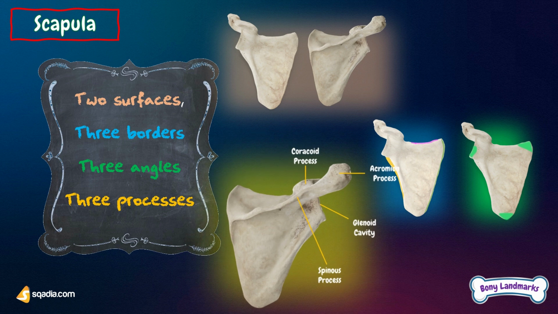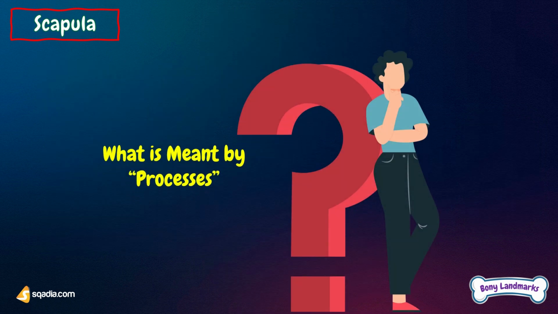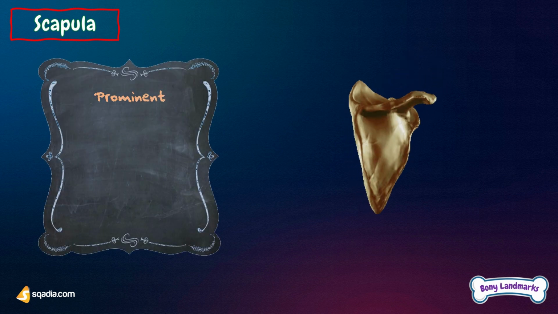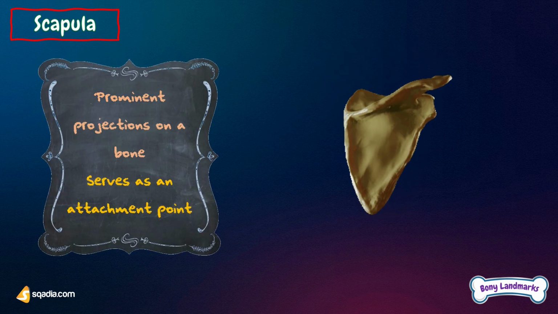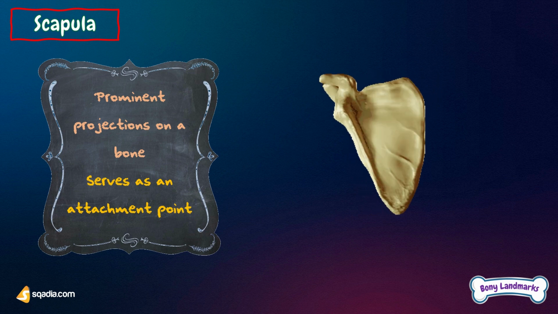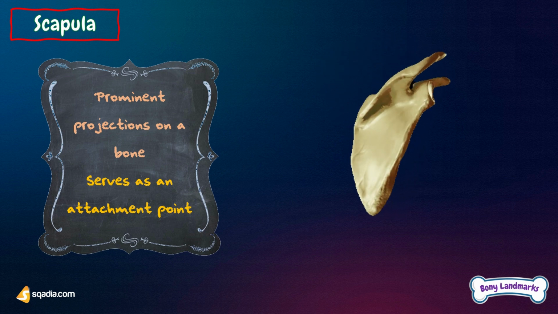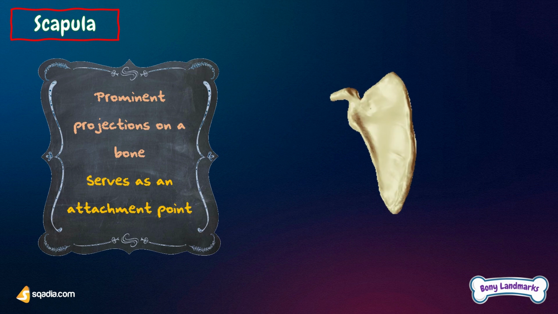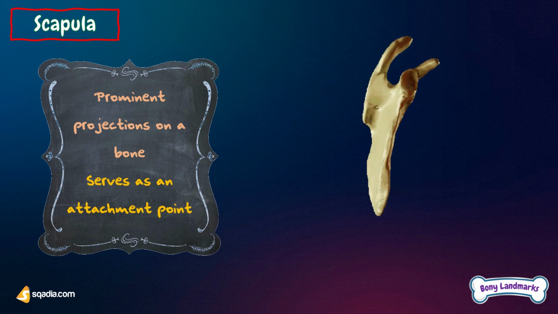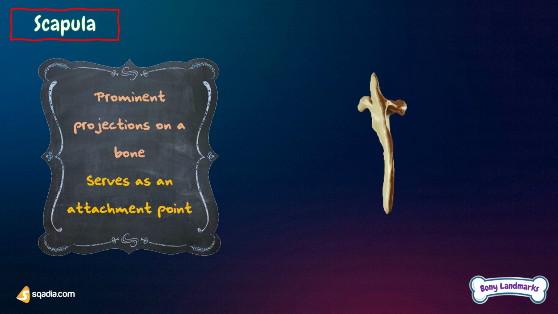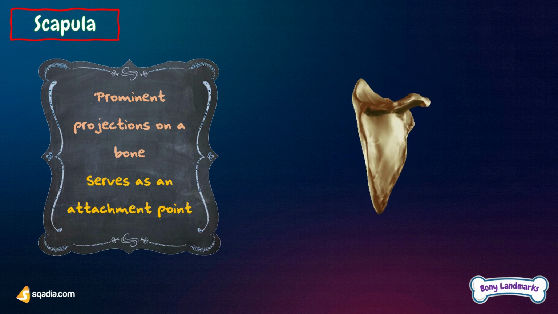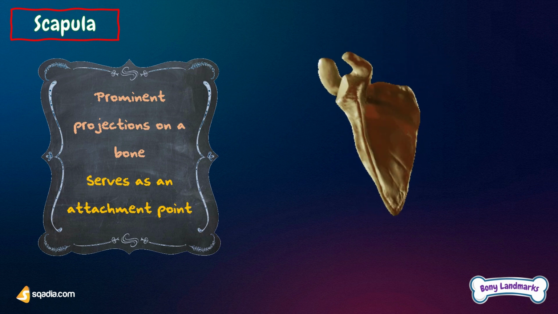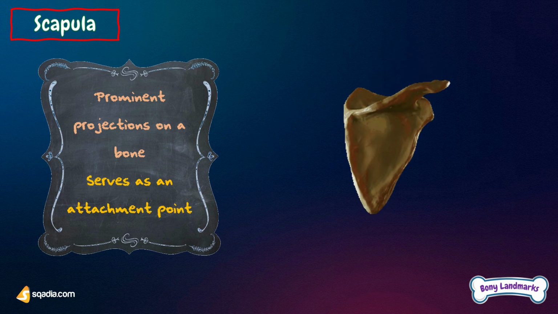3 processes. But wait, what does it mean, processes? In anatomy, processes means the prominent projections on a bone. A process protrudes from a bone and serves as an attachment point for tendons and ligaments. The scapula also has many processes, including the acromion process and the coracoid process. These processes are sites of muscle attachment and ligament attachment that bind the scapula to the clavicle.